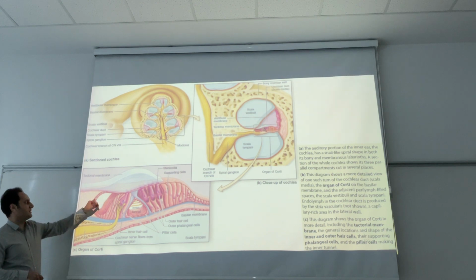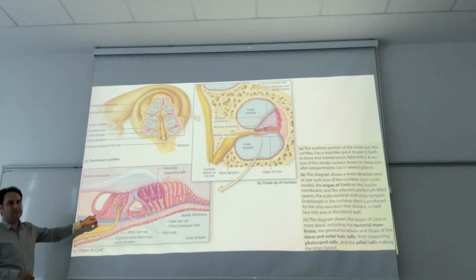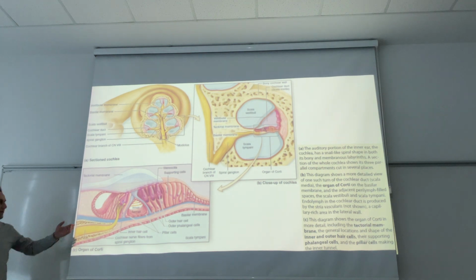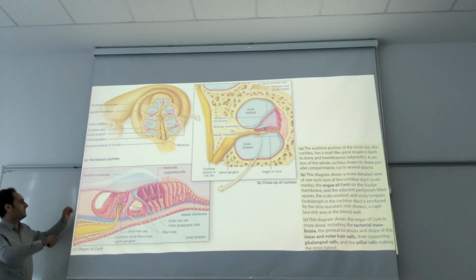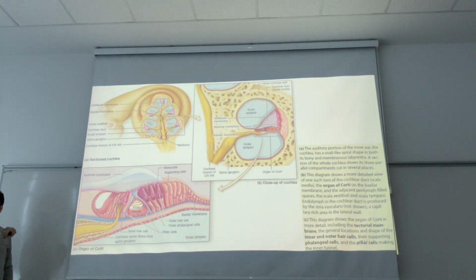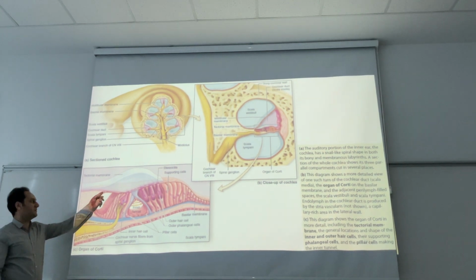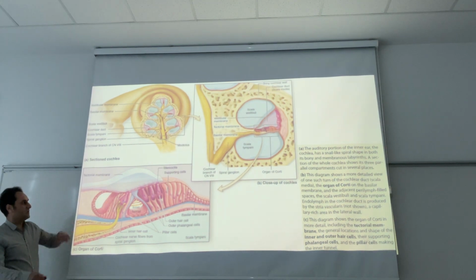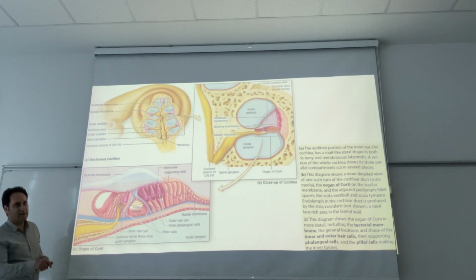From inner to the outer side, we have the inner limiting cells here. These cells are also known as the interdental cells. What is the role of these cells? Secreting the tectorial membrane. The tectorial membrane is secreted by these interdental cells. Here is our inner sulcus, and in this part we have an outer sulcus.